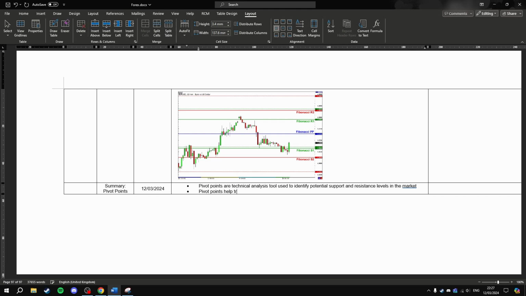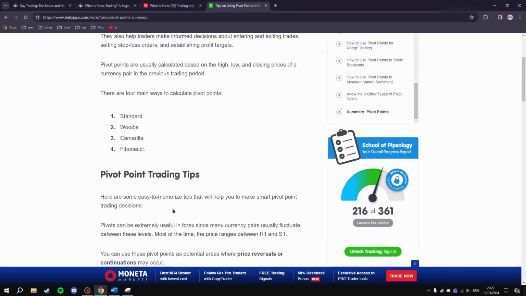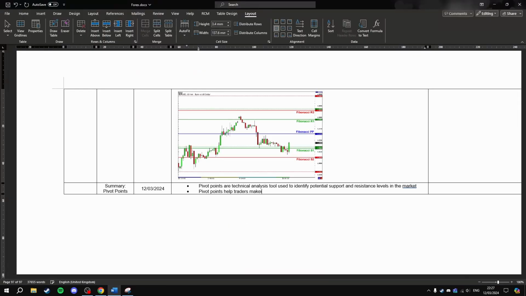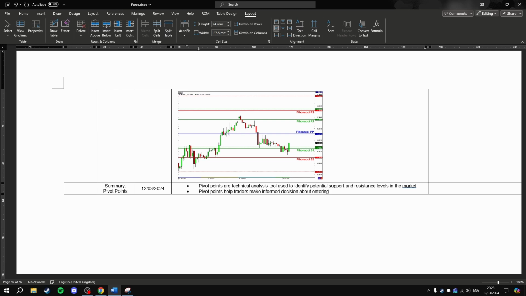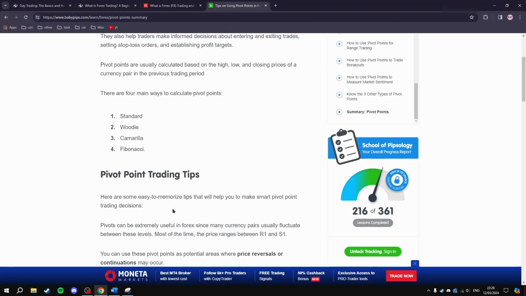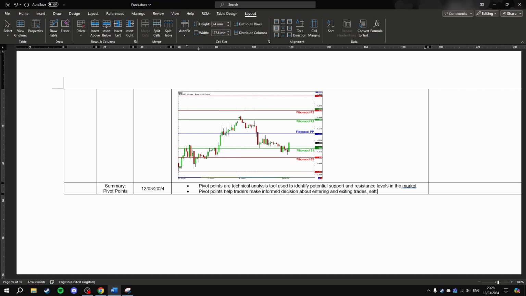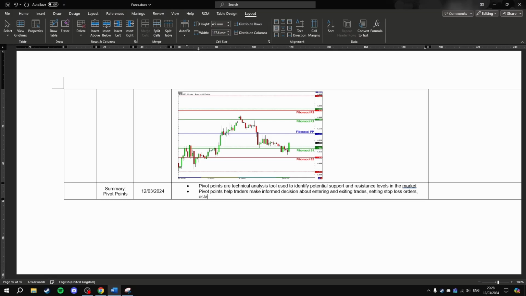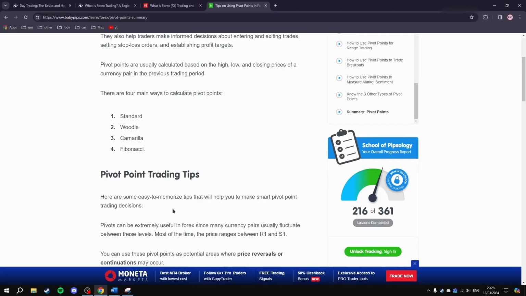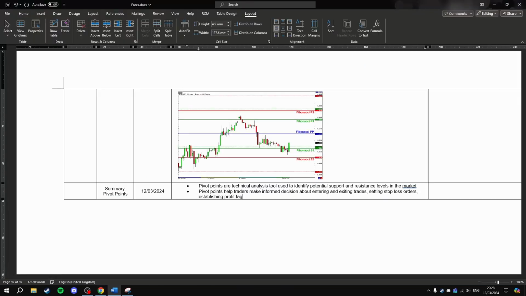Help traders make informed decisions about entering and exiting trades, setting stop loss orders, establishing profit targets.